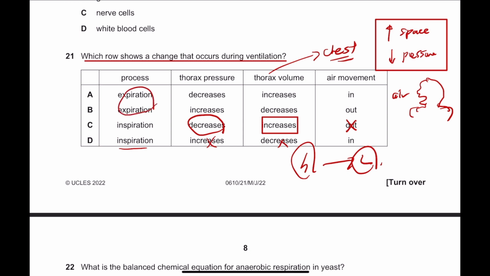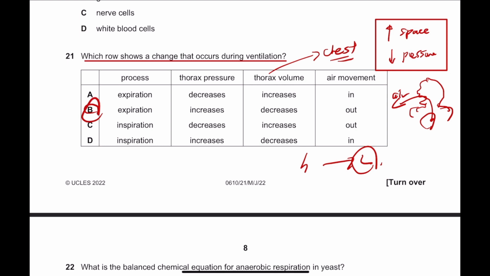So expiration is the other way around. By decreasing the volume, we increase the thorax pressure, the chest pressure. So the air moves from the chest to the outside because the air outside is relatively lower. I mean, the pressure of the air is relatively lower outside the body than inside the body. Hence, the answer for 21 is B. Okay?